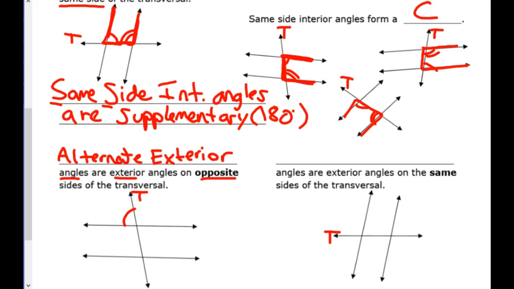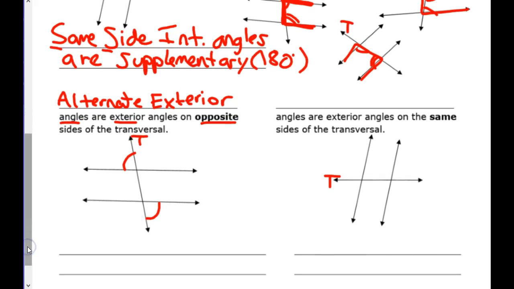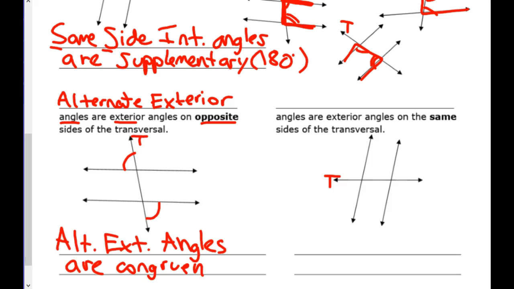So on my picture, here's an exterior angle. Alternate exteriors on the other side of the transversal, on the other side of the parallels. It's the farthest away. These two angles down here are alternate exterior. Now luckily this is similar. So alternate interior were congruent. Alternate exterior are also congruent. Both alternates are congruent.